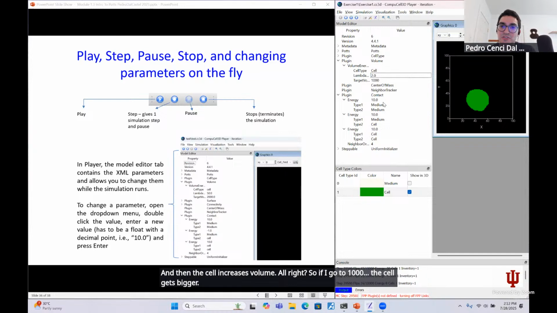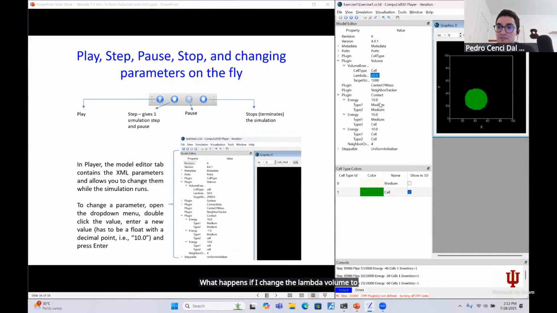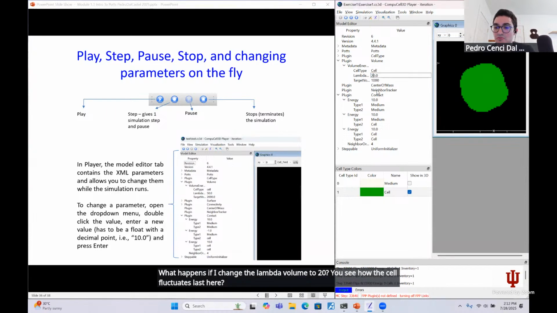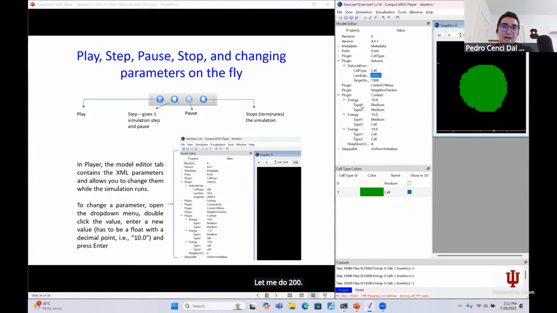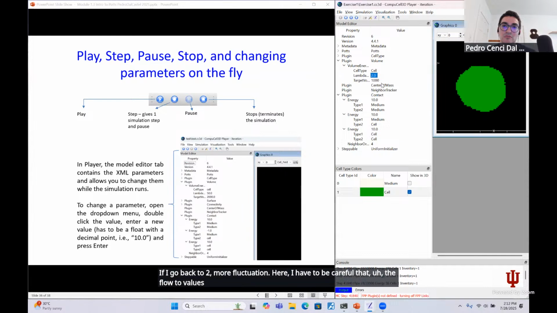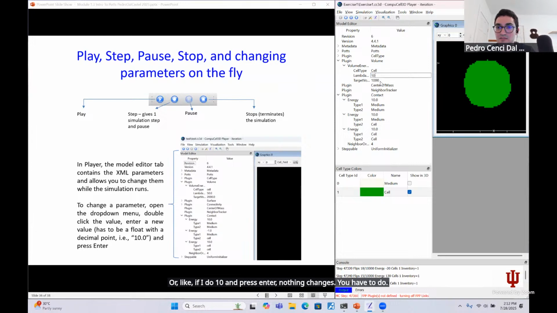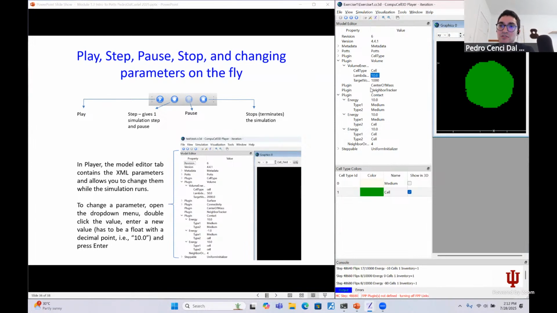What happens if I change the lambda volume to 20? You see how the cell fluctuates less here? Let me do 200. Now basically zero fluctuation, right? If I go back to 20, I have some fluctuation. If I go back to 2, more fluctuation. Here I have to be careful with float values like 2, which has a decimal point, 2.0. If I set 2 and press enter, or if I do 10 and press enter, nothing changes. You have to do, for example, 10.0. Then you see the change.